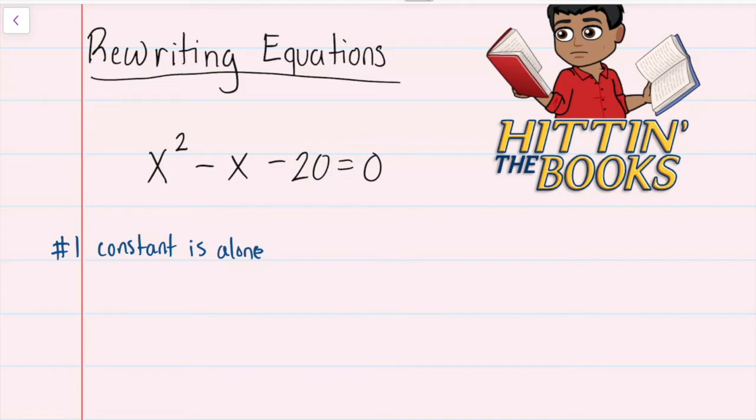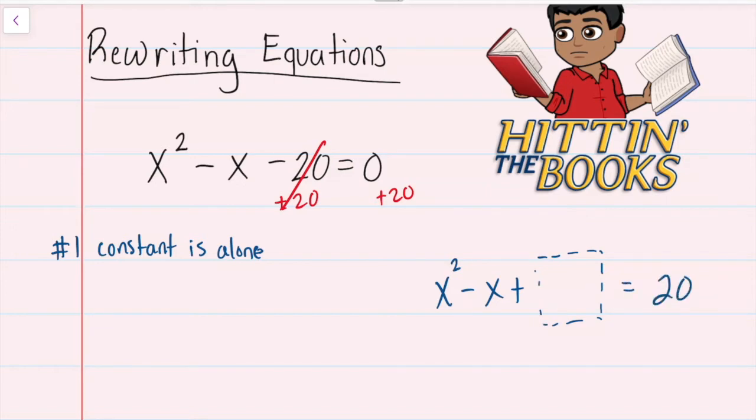So the easiest thing you can do is just add a 20, so it goes to the right side. So we currently have x squared minus x plus something. This is the square that we're going to complete, and that equals positive 20. Now, rule number two that we need to follow is that the coefficient of x squared is 1. If you don't see a number in front of a letter, that's because there's always a little invisible 1 there. In this case, we are good to go. That rule is already ready.